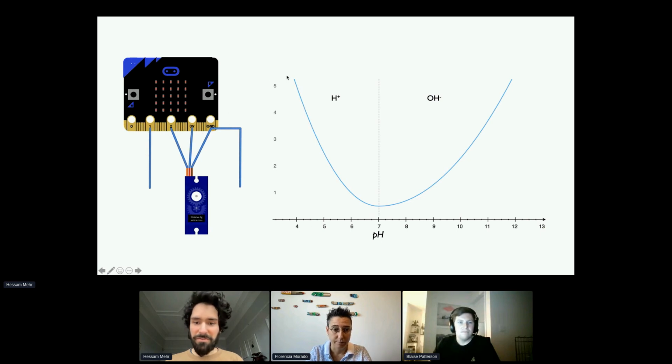When you have a basic solution, it has high conductivity, but as you start titrating, adding acid to it, you get to neutral, and the conductivity drops. So when you find the lowest conductivity, that's when you've finished your titration. That was the main idea.